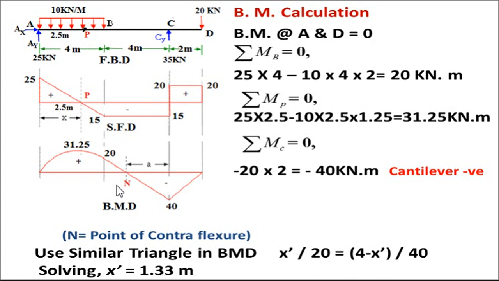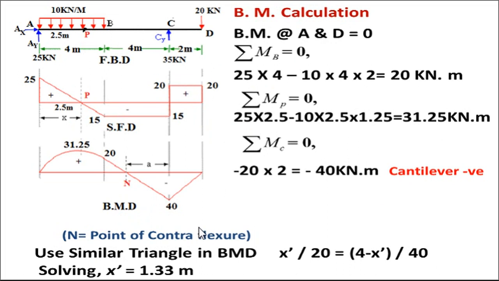So x divided by 20 and 4 minus x divided by 40. If you use these similar triangles and determine this x, that is the exact location of the point of contraflexure from the support B. So that's it. Here we have taken this overhanging beam and drawn the SFD and BMD for the same. Thank you very much.